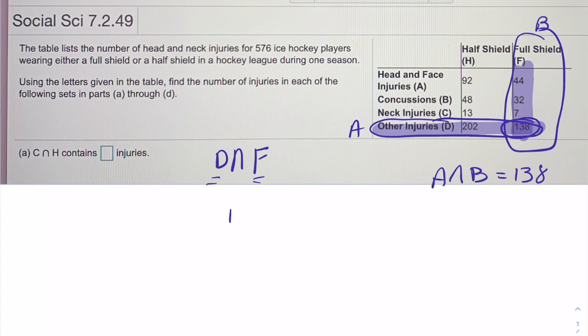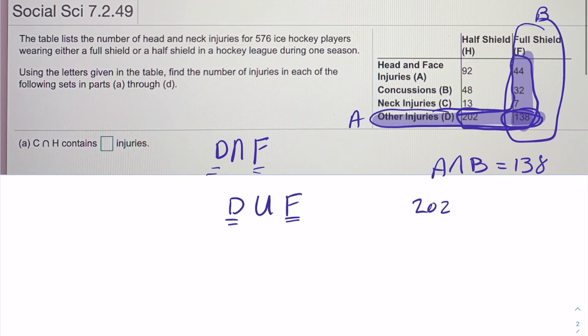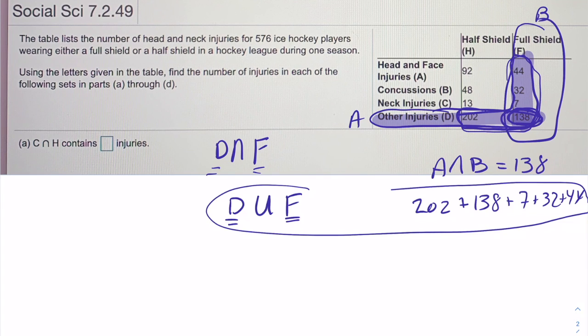Now if I wanted to find other injuries union full shield, that means I want anyone who had an other injury, and I want to also add to that all the people who had a full shield. So that would be this whole group. That would be 202 plus 138 plus 7 plus 32 plus 44. And we don't double count the 138. We just take this whole group. So the union would be all of those added together.